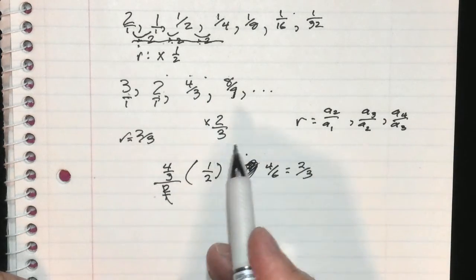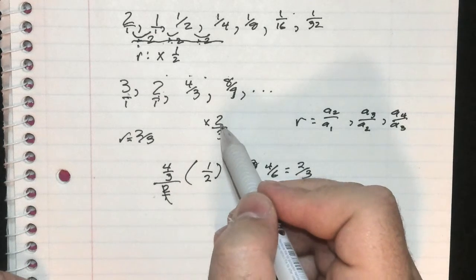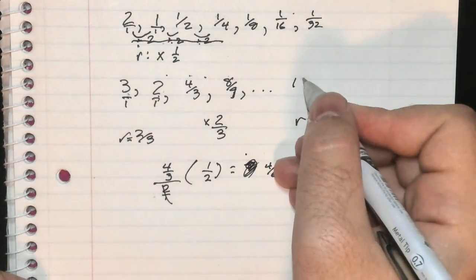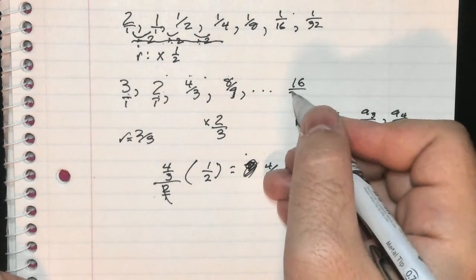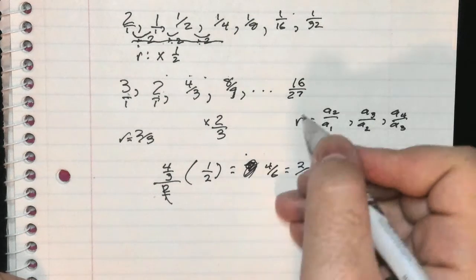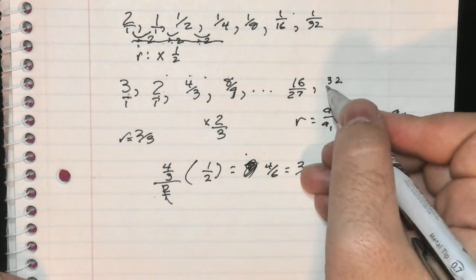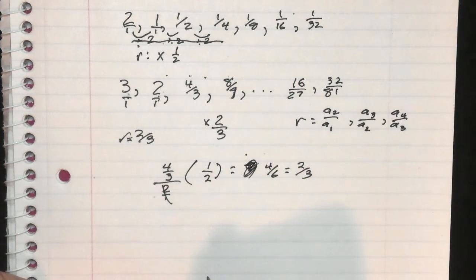Once you find the common ratio, once you figure that out, then you can find the next term in the sequence. So again, the top is getting multiplied by 2. So 8 times 2 is 16, and 9 times 3 is 27. Then 16 times 2 is 32, and 27 times 3 is 81.